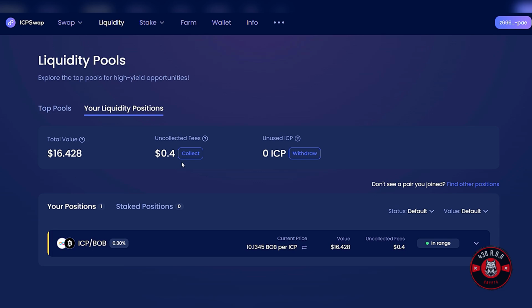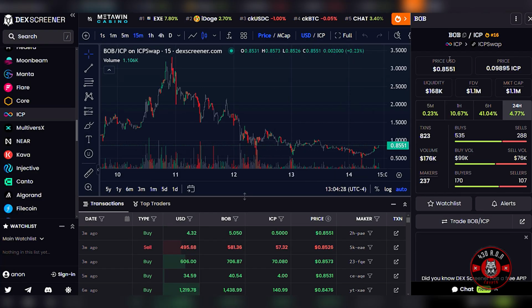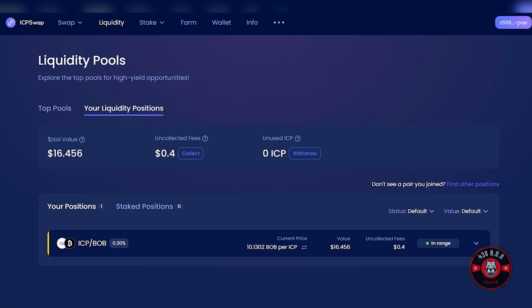Alright guys, so we had about 10 bucks in our position. Now it says we have $16.42. 40 cents has been accumulated. We can collect that 40 cents at any time, but I'm just gonna let it sit for a while, a couple days, maybe a couple weeks, depending on where Bob goes. If Bob goes up to about $1, that means my position will climb up in total value and I will be incurring more fees from the transactions. So give or take, that's just a little simple explanation in my words, the way my brain understands it.